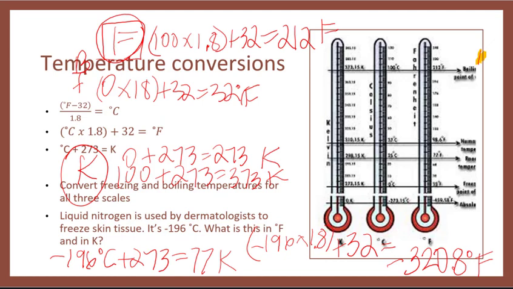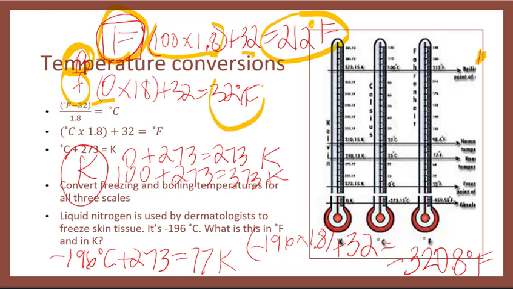Let's look and see how you did on these conversions. I told you the freezing and boiling temperatures for the Celsius scale. So let's go to Fahrenheit first. I took the boiling point, that's what this B is, and I did 100 times 1.8 and I added 32 to get 212 degrees Fahrenheit. There should be a degree sign there. Then to find the freezing point, I took 0 times 1.8 and added 32 and I got 32 degrees Fahrenheit.